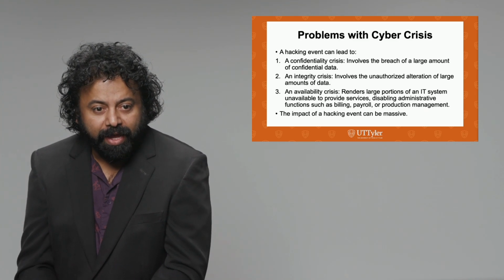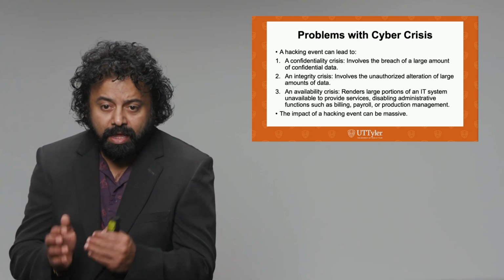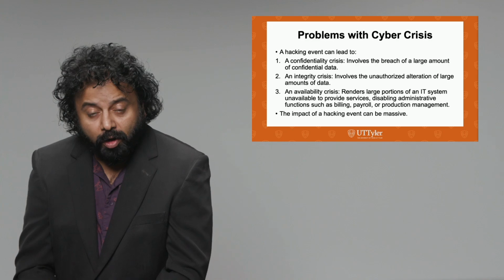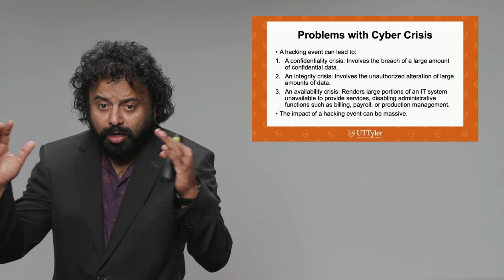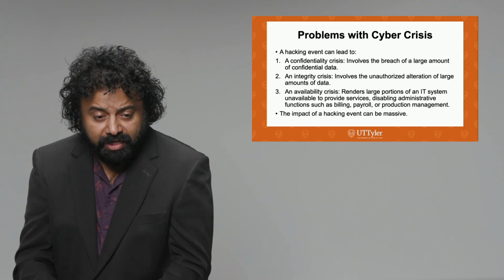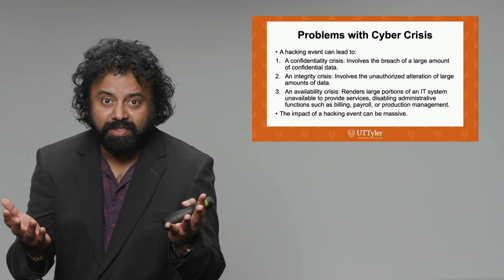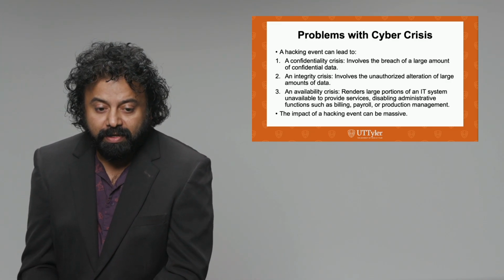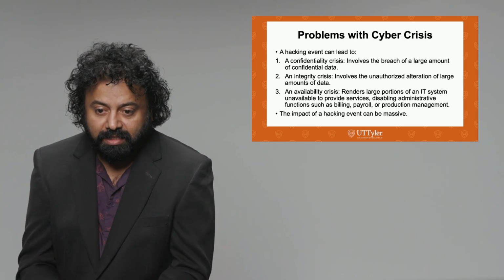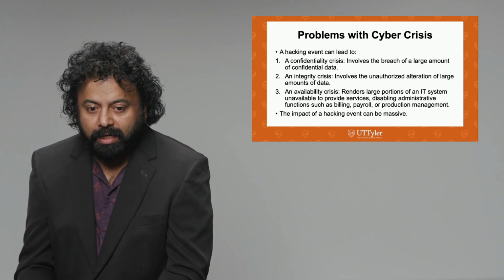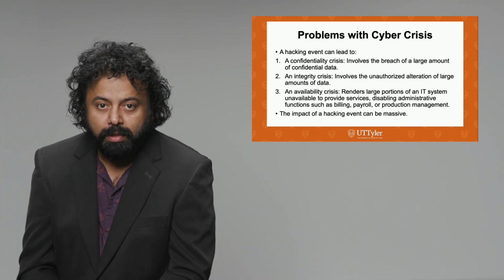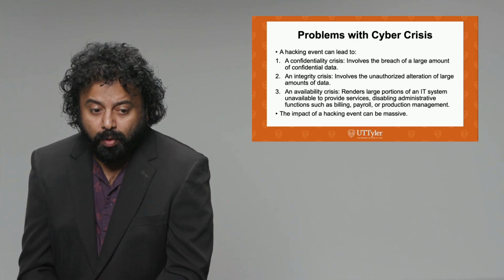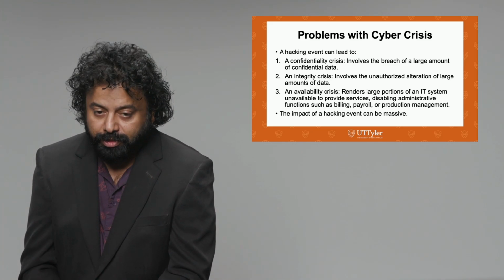Another one is hacking. So a hacking event, cyber crisis, can result in three types of crisis. One is confidentiality crisis, integrity crisis, and availability crisis. Confidentiality crisis involves the breach of a large volume of sensitive or confidential data. And the integrity crisis occurs when unauthorized changes are made to large amounts of data, compromising its accuracy and reliability. And the availability crisis makes significant portions of an IT system unavailable, disrupting critical administrative services like billing, payroll, or production management. Impact: the consequence of a hacking event can be substantial, with wide-ranging implications for operations and reputation.